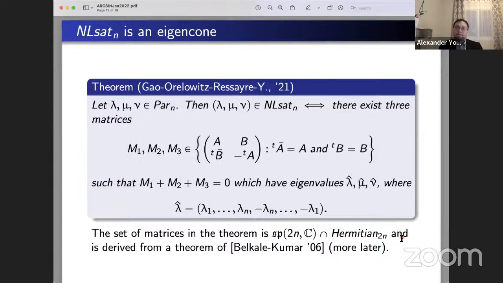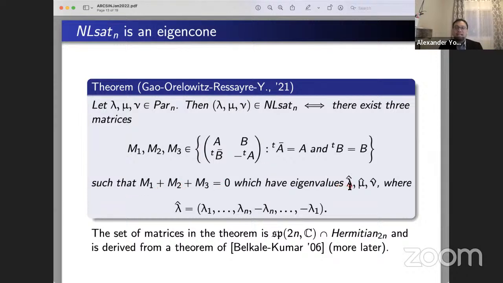Okay, I want to state a theorem with Gao, Orelowitz, and Ressayre. So this is the analog of Klyachko's connection to Hermitian matrices. It's going to be a little bit more complicated, but the main point is that there is an analog. The statement is that I want to know when a triple is in NL sat. And the statement is that that's true if and only if there are three matrices of this crazy form, with the property that they sum to zero.